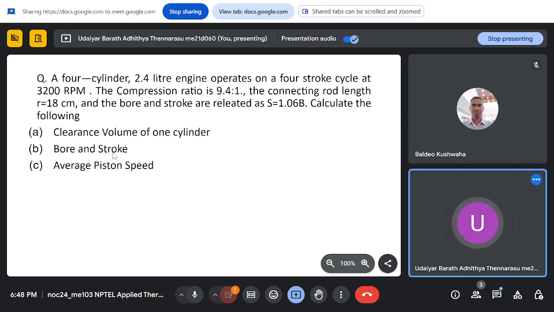So what is given, we'll break it down. So we have number of cylinders present in the engine is 4. So the total capacity of the engine is 2.4 liter, and it operates in a 4 stroke, and the speed of engine is also given, which is 3200 rpm, and compression ratio is 9.4:1. Then what is given is a connecting rod length, so that we will use in the piston speed calculation. So R is 18 centimeter, and then they have given you a relation with bore and stroke, saying that your stroke is 1.06 times of bore.